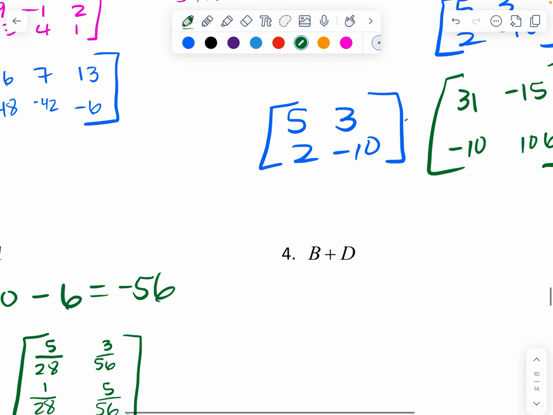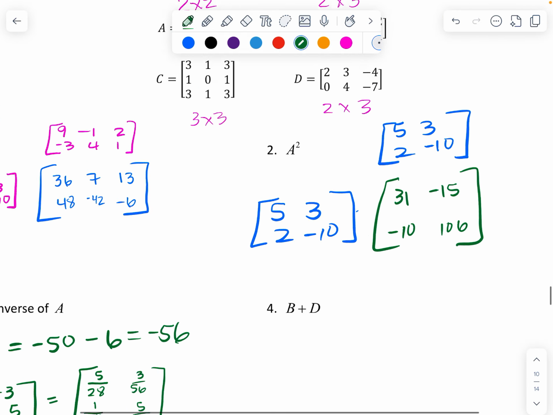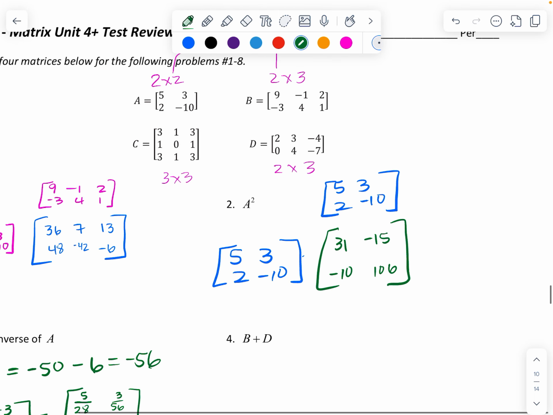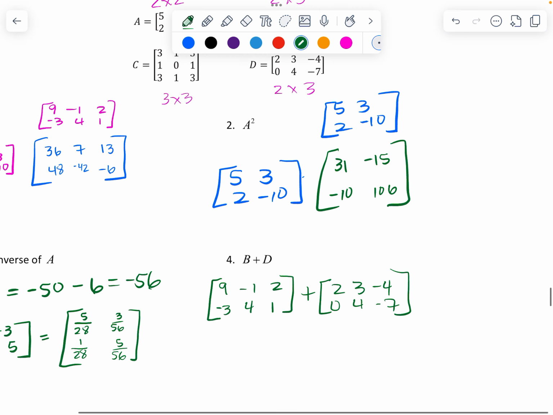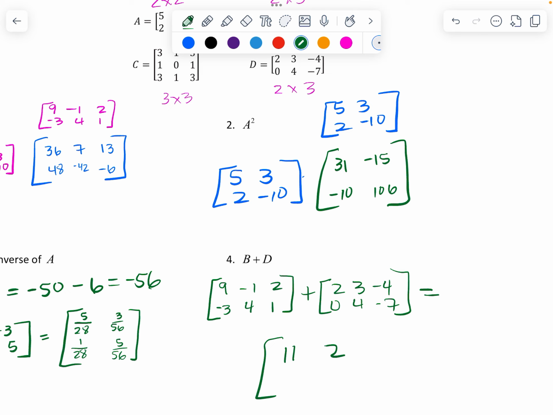Okay, so B and D, we're supposed to add these together. So if I have B, which is 9, negative 1, 2, negative 3, 4, 1, and I'm going to add that with D, which is 2, 3, negative 4, 0, 4, negative 7. I'm going to add those, and I'm going to get 11, 2, negative 2, negative 3, 8, and negative 6.